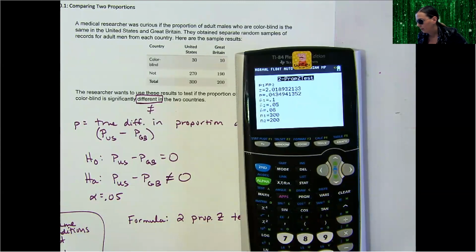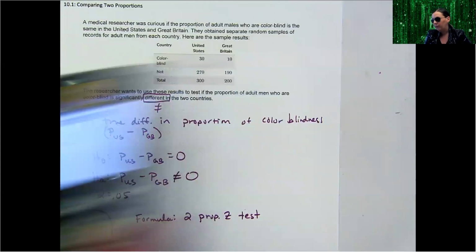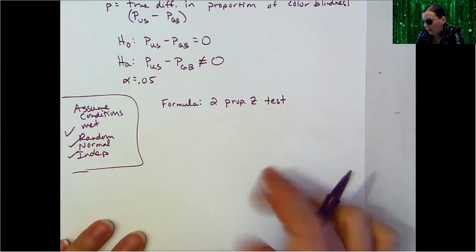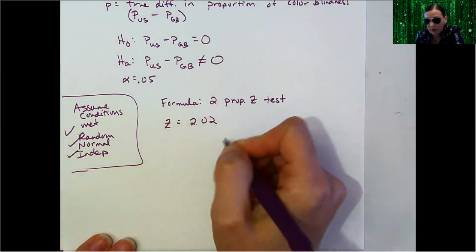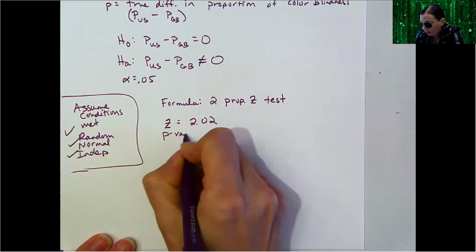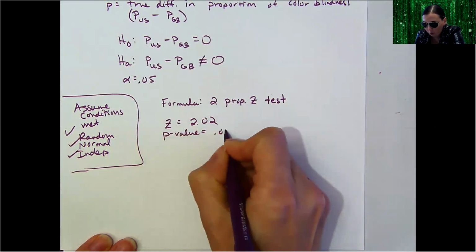Calculate. We have a z-score of 2.0189, a p-value of 0.043494135. I think we have evidence. Conclusion time. Z-score was 2.02 if you round. Your p-value, 0.04.